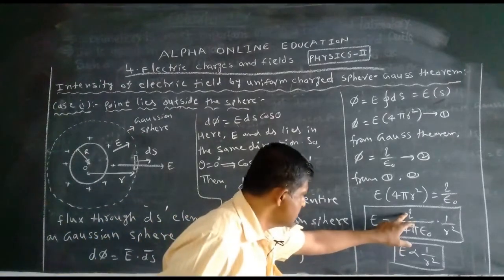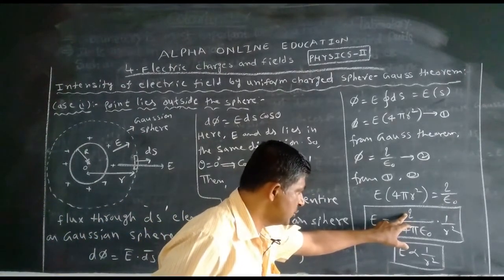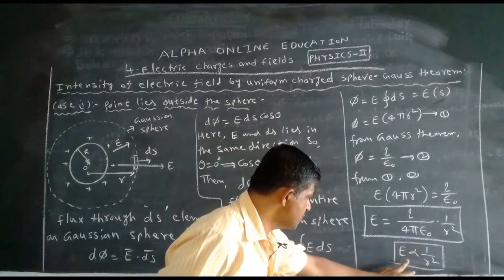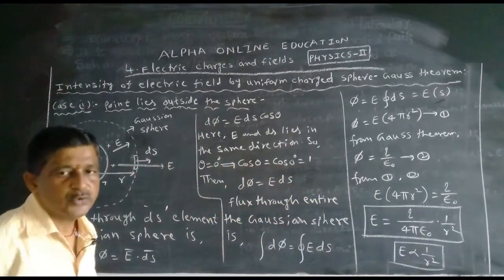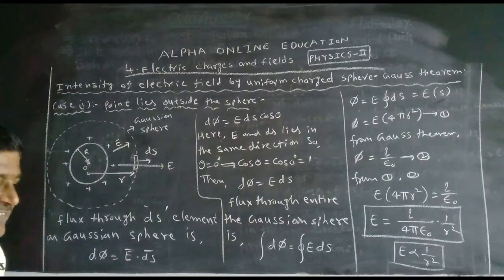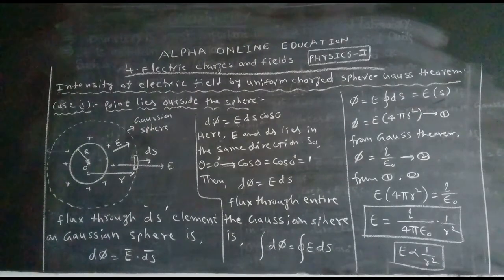But here this is uniform charge, so q is constant. 4 pi epsilon naught is also constant. So E is proportional to 1 by r square. The intensity of electric field when the point lies outside the uniform charged sphere is E proportional to 1 by r square. Actual formula is E is equal to q by 4 pi epsilon naught into 1 by r square. Record that neatly.